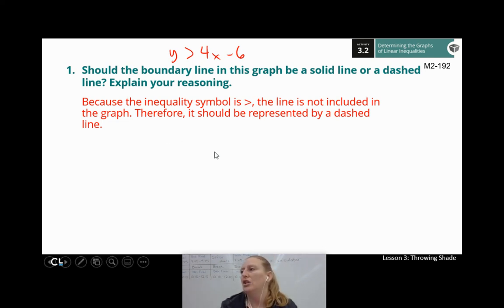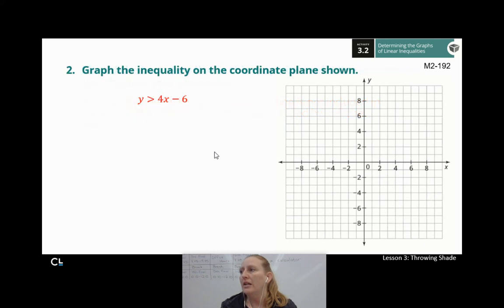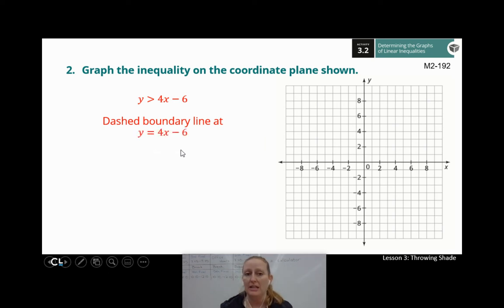So here's what I'd like you to do. I would like you to graph this inequality on the coordinate plane, okay? Graph this inequality on the coordinate plane. You already know it's a dashed boundary line at y equals 4x minus 6. So go ahead and hit pause and graph your dashed boundary line. Hit pause to graph it, and then hit play to keep going, and we'll discuss which side to shade. Go.